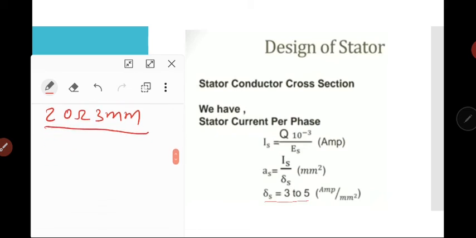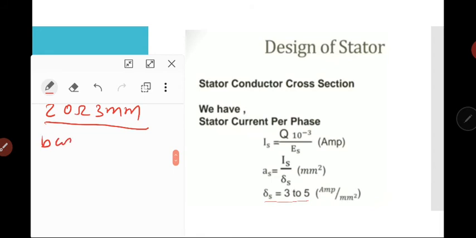So when we use the bar and strip conductors, what is the advantage of bar and strip conductors?